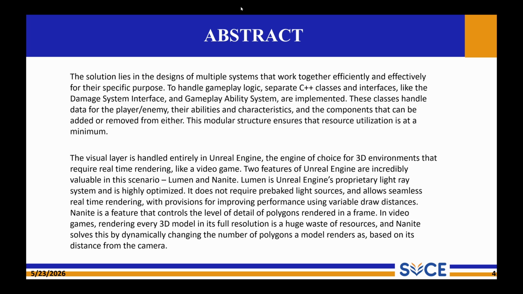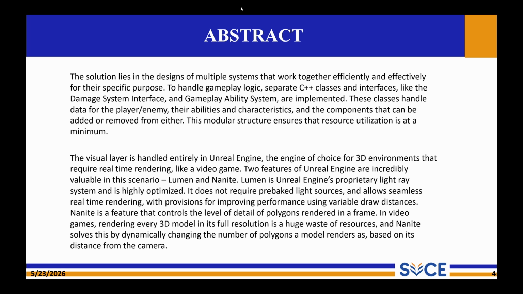Two features of Unreal Engine are incredibly valuable, which are Lumen and Nanite. Lumen is Unreal Engine's path tracing engine, which is highly optimized for tracing light sources. It does not require pre-baked light sources, meaning that you do not have to light the scene beforehand and hard code essentially the light data inside a scene. And it allows seamless real-time rendering with provisions for improving performance using variable draw distances, which essentially means that the light does not render in the scene unless the character or the person that is viewing the light is close enough to it. This saves a lot of VRAM and processing power.